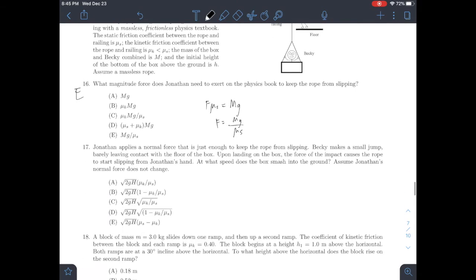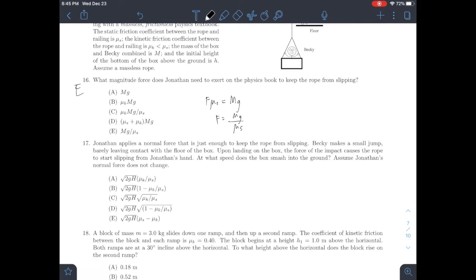This is simple. Then question number 17. Joanna applies a normal force that is just enough to keep the rope from slipping, but Becky makes a small jump, leaving contact with the floor of the box. Upon landing, the impact causes the rope to start slipping from the hand, but with a constant speed. Oh no, not a constant speed, but a constant acceleration. What is the speed of the box smashing into the ground?